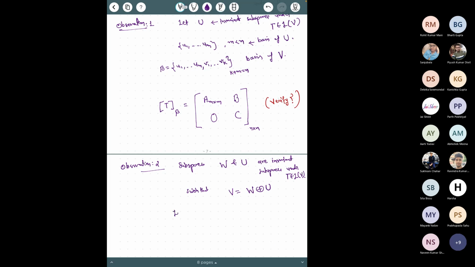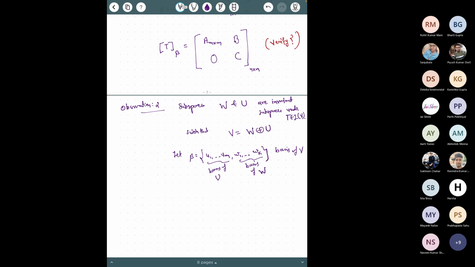So let's say u1 to um is a basis of U, and then w1 to wk is a basis of W. Then if you take their union, this is a basis of V. So let's say this is a basis of U, and they form a basis of W, and their union is a basis of V.